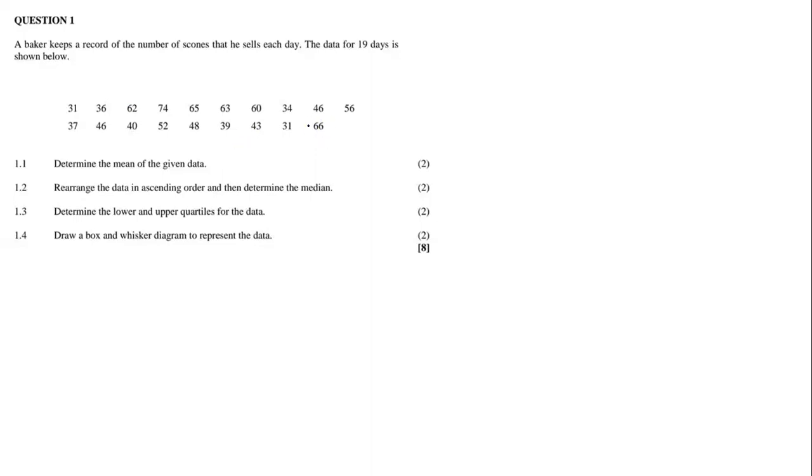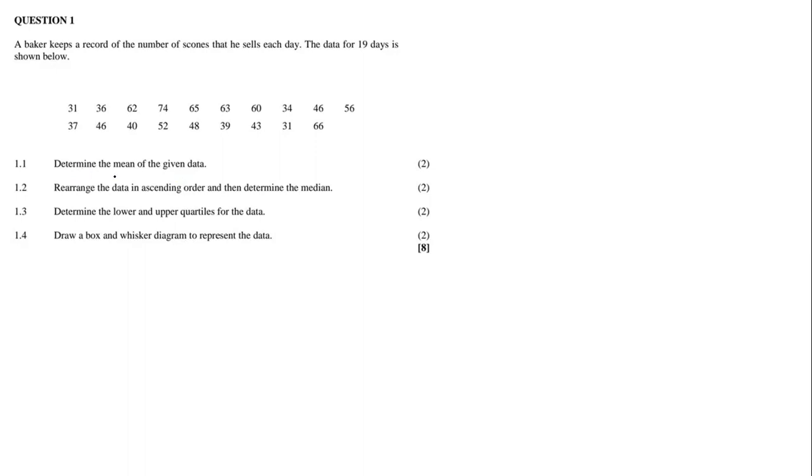Meaning this day he sold, which one has the highest number? 74. This day he sold a lot of scones. We don't know whether it's day 2, day 3, or day 4, but within the 19 days, he sold a lot of scones. Now, let us read the questions. We are dealing with stats, the stats of a baker. Determine the mean of the data given.